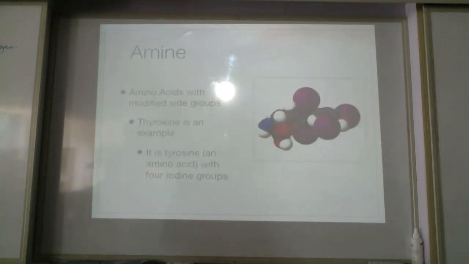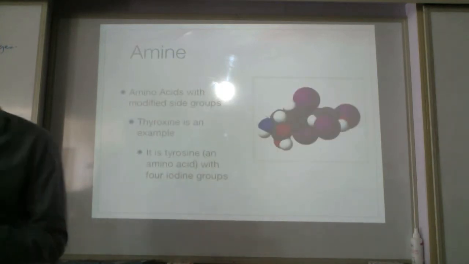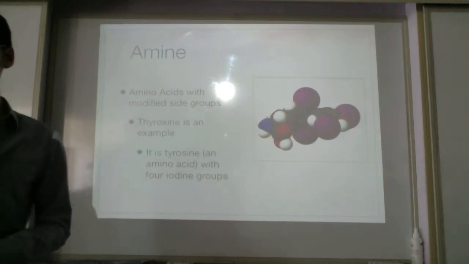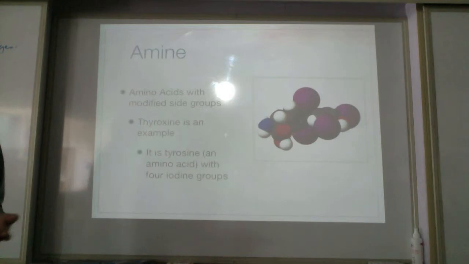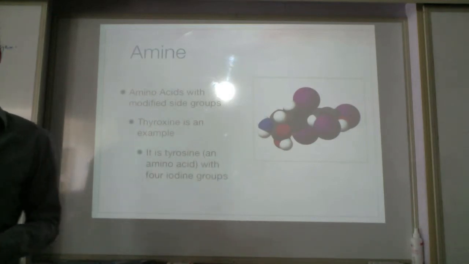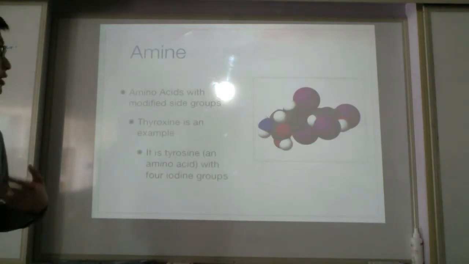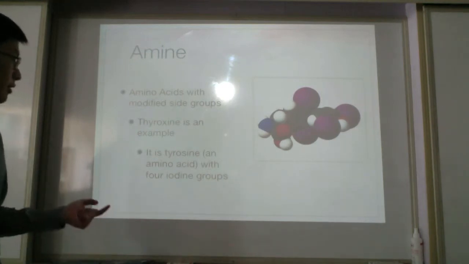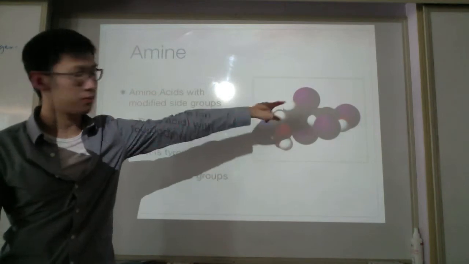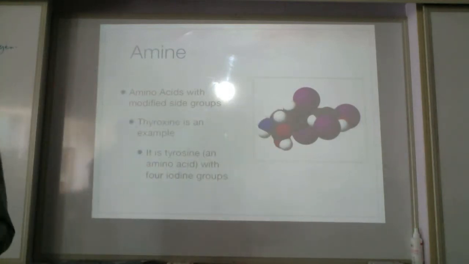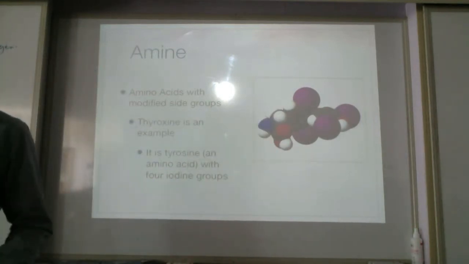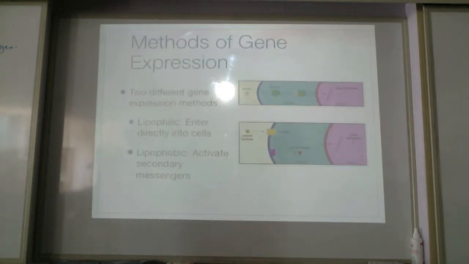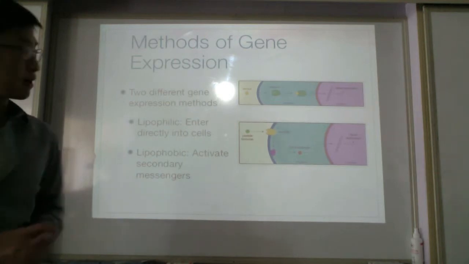And the third are amines, and these are just amino acids, mostly tyrosine, with modified side groups. For example, thyroxine, which is released from your thyroid gland, is a tyrosine-derived hormone with 4 iodine groups, right there, the purple groups. This is why the lack of iodine in your diet can cause goiters, which is a swelling of your thyroid gland. Now, there are two different methods of gene expression when it comes to hormones.